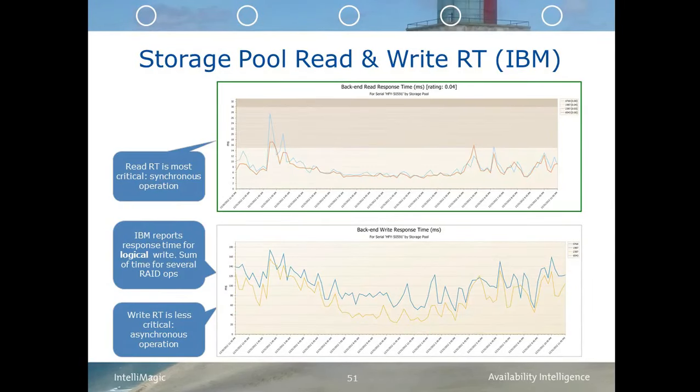Finally, the backend response time statistics, especially the read response times, are the best indicator of how busy the backend drives are. For hard disk drives, when the read response time reaches 4 or 5 times its nominal response time, as seen at low load rates, this indicates the HDDs are close to saturation. The write response time is less critical since most writes are asynchronous. Also, IBM reports the backend write response time on a logical write basis, so it may include the sum of several RAID operations. Thus, write response times may be 3 or 4 times what the read response times are, and this is completely normal.